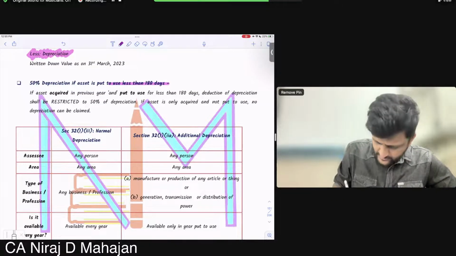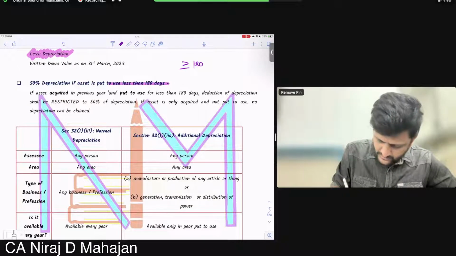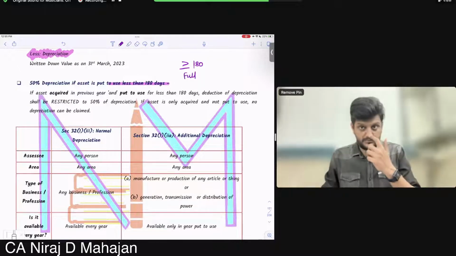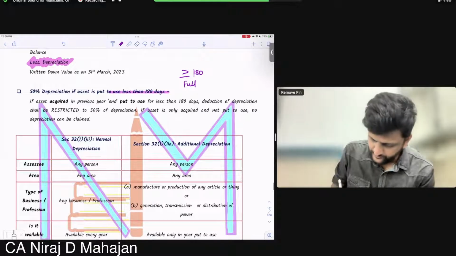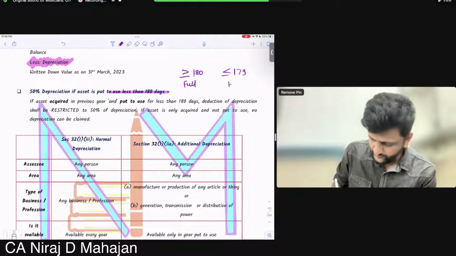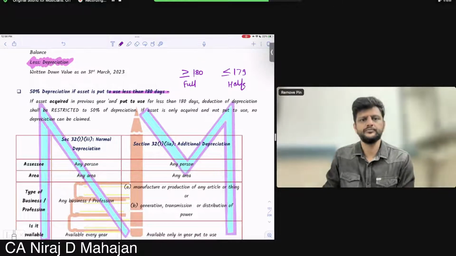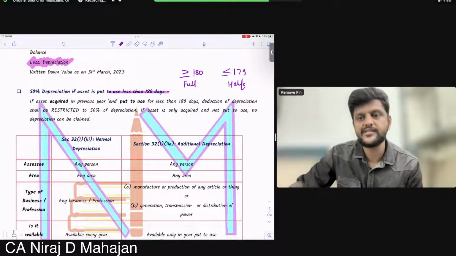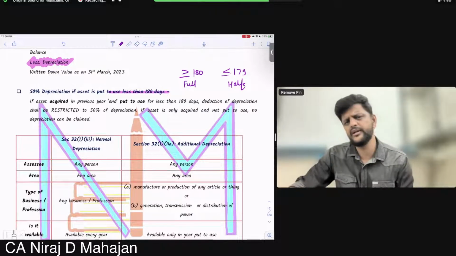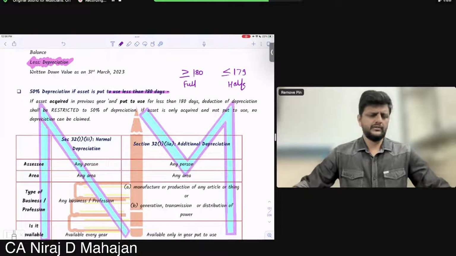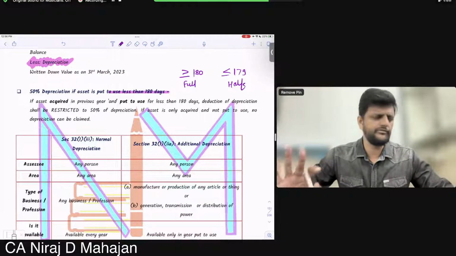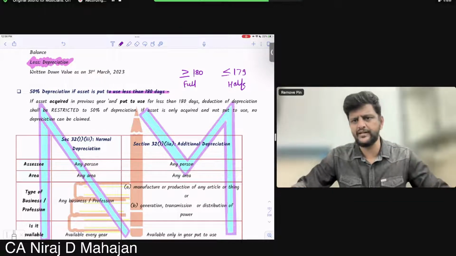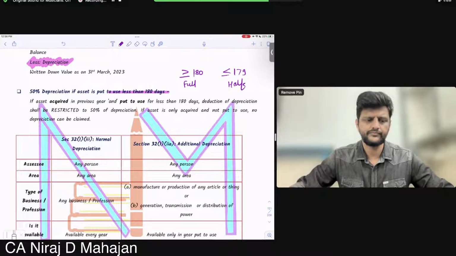Can I say like this? Full. Agreed or no? Less than 180 days is 179, no? Write it down there itself. 180 and above, full. Less than 180 means up to 179, half. Okay till here, bachcho? Everybody okay?